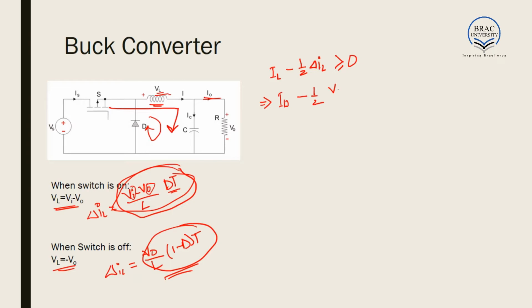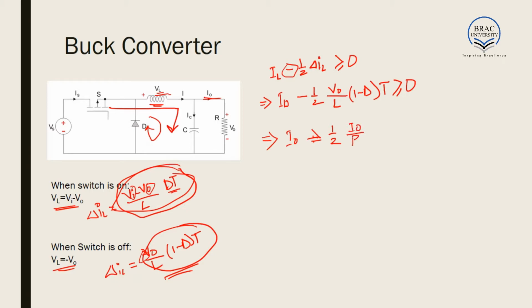So we get V output by L times (1 minus d) T greater than or equal to 0. One thing to be noted is that you can observe we haven't used the negative sign. Why haven't we used the negative sign? We already have a negative over here, so we have already compensated for that negative term, for the negative slope. Now we can write I output is greater than or equal to half of V output times (1 minus d) T by L.